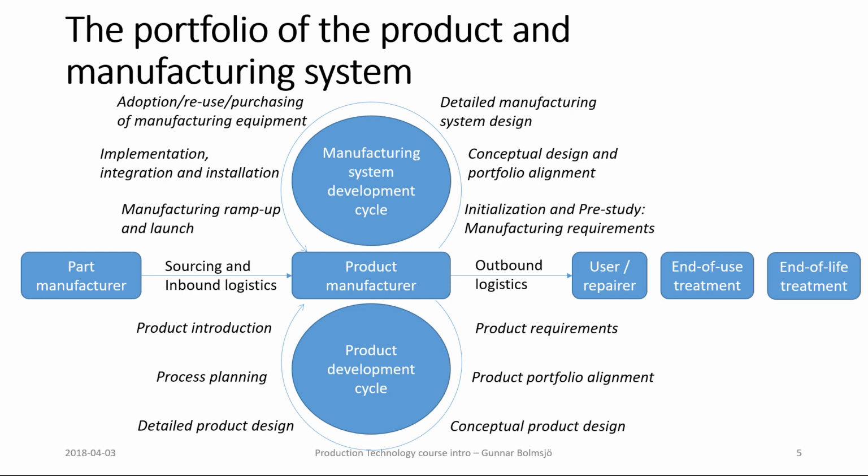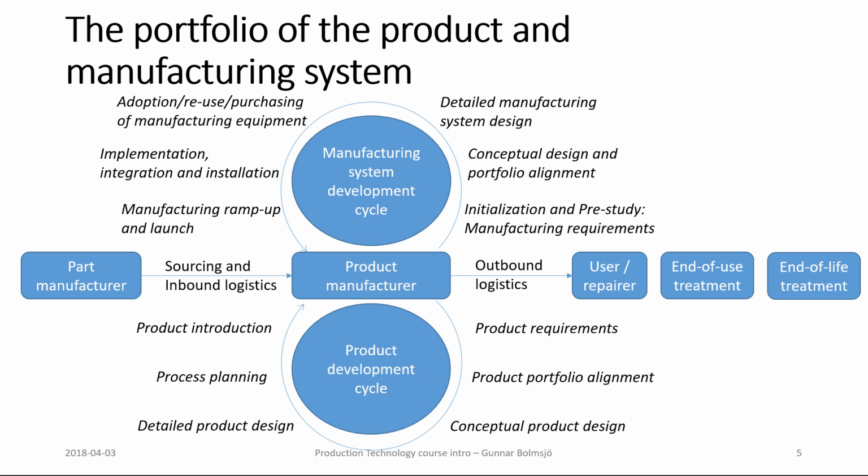And then a few comments related to the portfolio of a product and manufacturing system. There is figure 4.3 with the manufacturing system development process. The upper circle aligned to product development, the lower circle the product lifecycle horizontal process. So if we have this horizontal here with the part manufacturer, we have sourcing and inbound logistics, moving to the product manufacturer, outbound logistics, user repair, end of use treatment, end of life treatment, and in reality, somehow in a circular economy goes back with the reuse of materials or of parts of what can be reused, so to say.